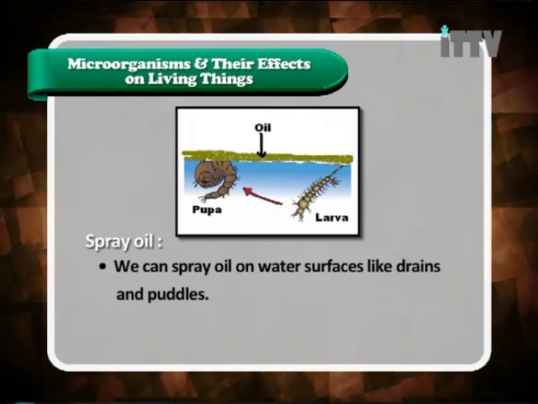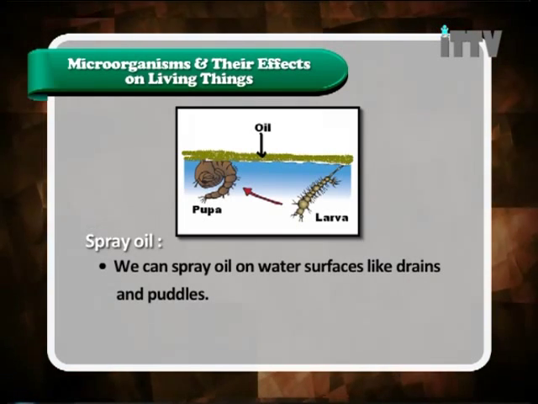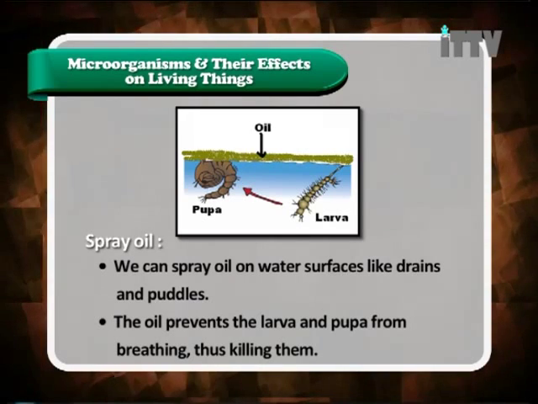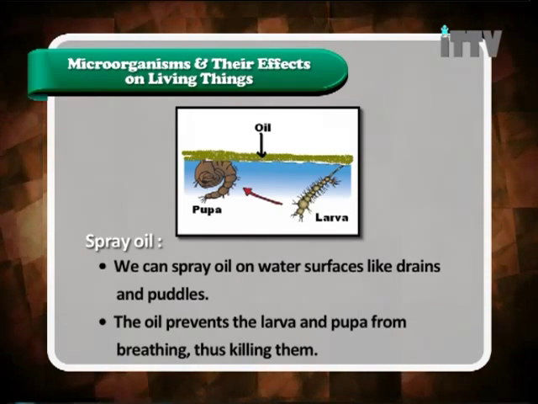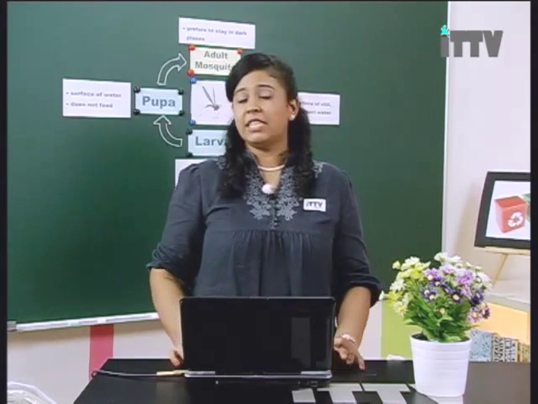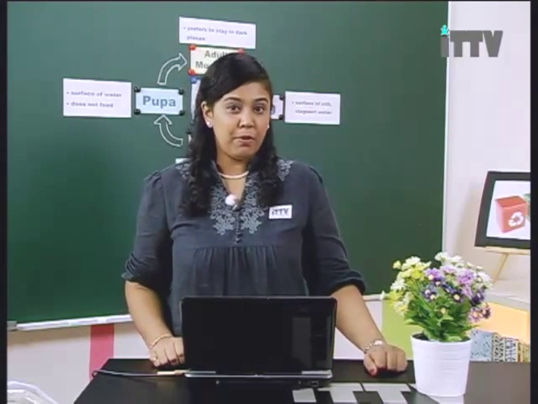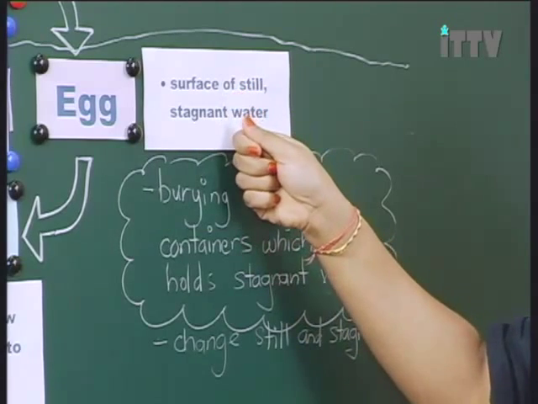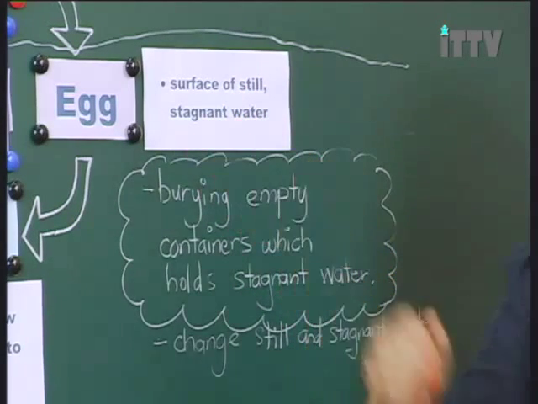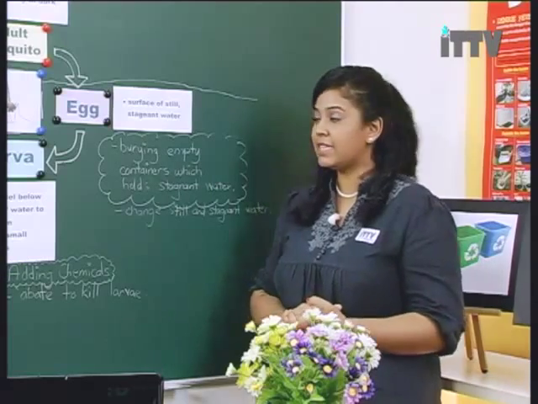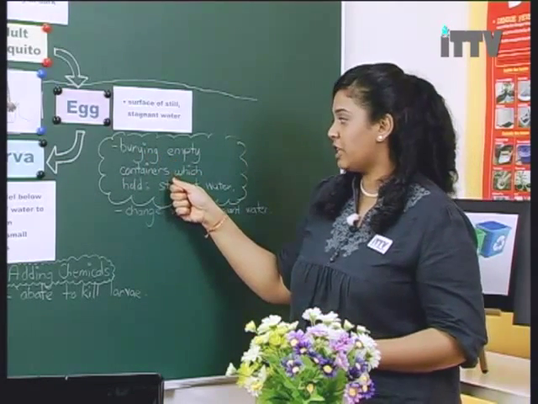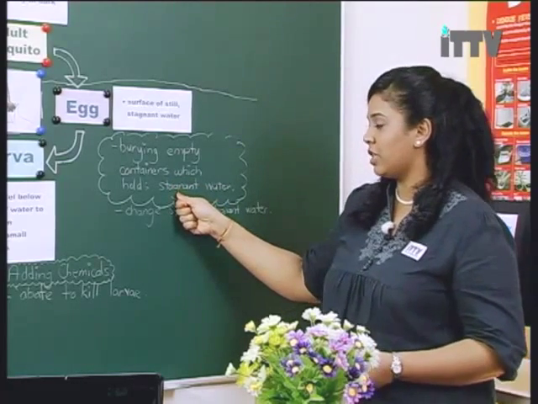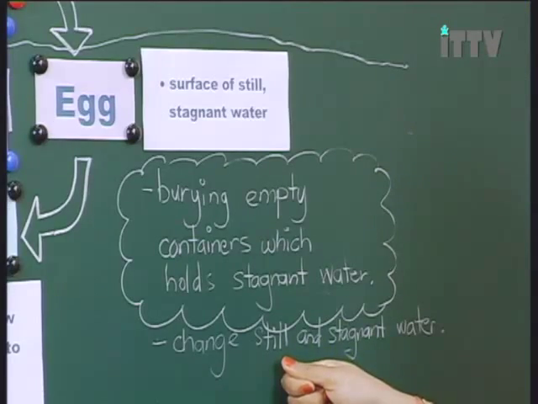We can spray oil on water surfaces like drains and puddles. The oil prevents the larvae and pupa from breathing, thus killing them. So in here we can see a lot of details. Let's go to the board and find out different stages and different ways to prevent them from growing. Let's go to the board. Eggs are laid on surface of still and stagnant water. Therefore, to prevent the adult mosquito from laying eggs, we have to bury the empty containers which hold stagnant water and change still and stagnant water.